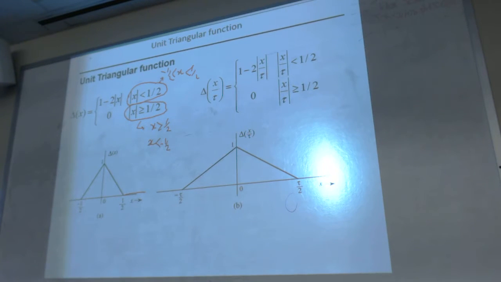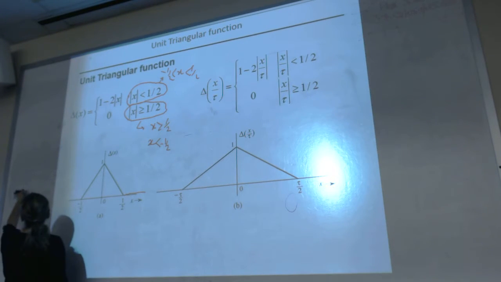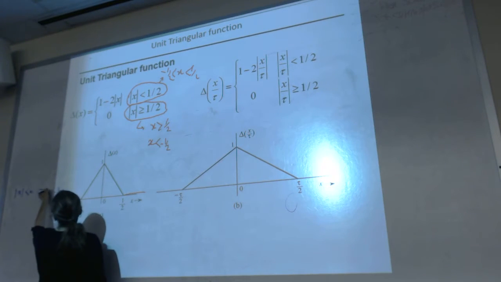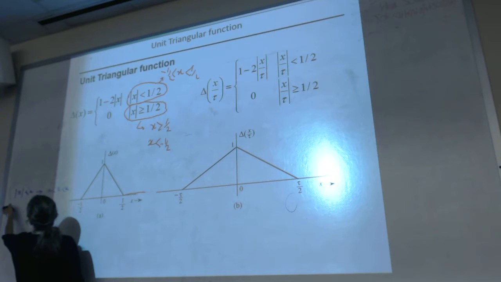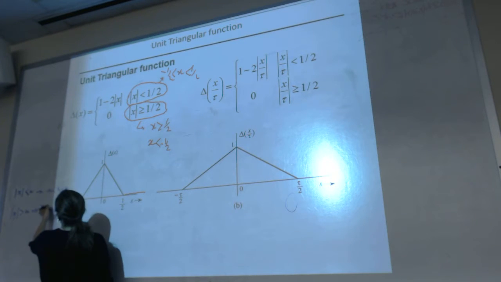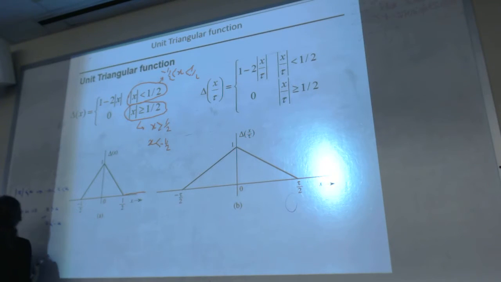When we have absolute value of x less than a, it means that x is between minus a and a. And absolute value of x greater than a means that either x is greater than a or x is less than minus a. So please write down. Okay, good. So in this case, if x is greater than half or less than negative half, you get a 0.